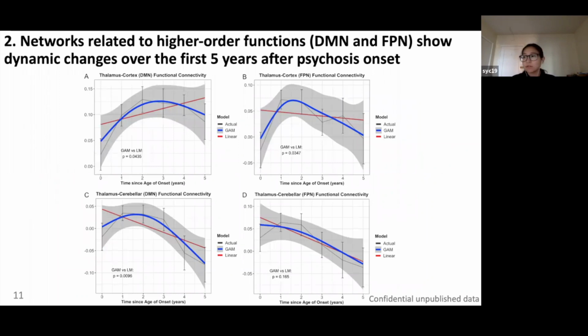So for the second objective, we next looked at the shape of the trajectory over the early stage of psychosis. And we found that networks related to higher order functions, such as the DMN and the FPN, show dynamic changes over the first 5 years after psychosis onset.